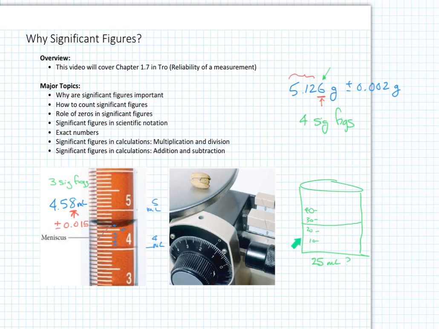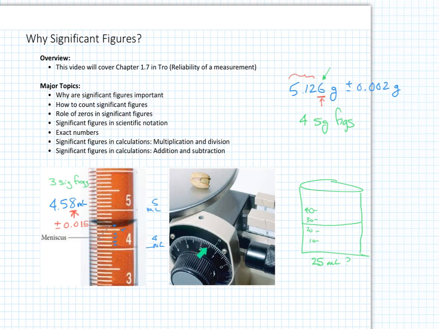Okay, so if you're trying to get a really accurate volume measurement, a beaker is not a good tool to use because that's only going to be marked to the maybe 5 milliliter increment, but not to the 10th place. This one's marked to the 10th place. So if something's marked to the 10th place, it allows you to go one more decimal beyond where it's marked.